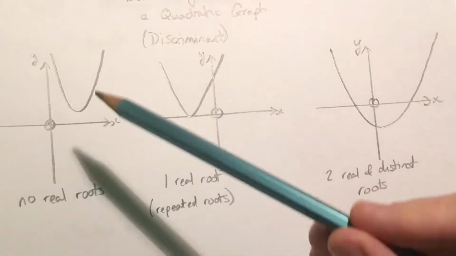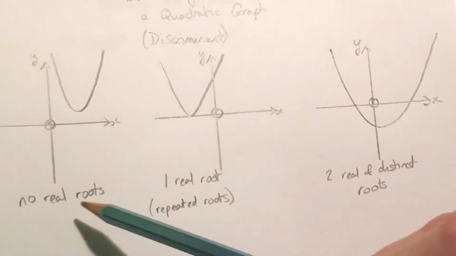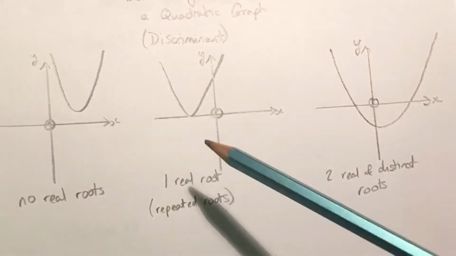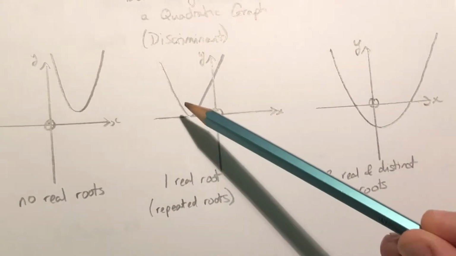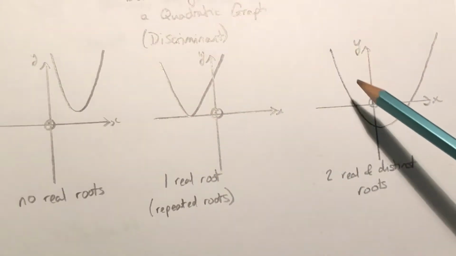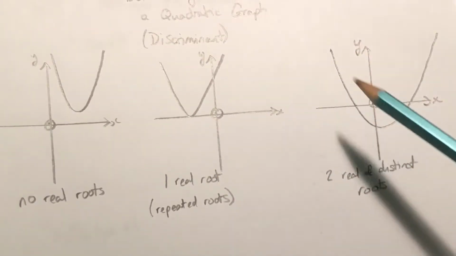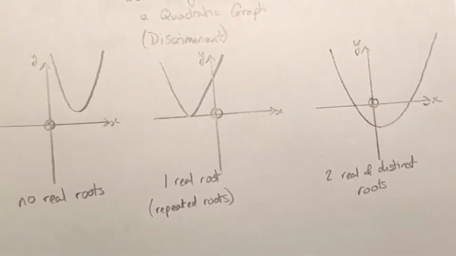So, we can have ones where they never touch the x-axis at all. These are known as having no real roots, because they do not cross. This one touches the x-axis once, so that's just one real root. If you're using factorising, that's known as a repeated root. And over here we've got one where it crosses the x-axis twice, so this is known as having two real and distinct roots, distinct just meaning different.